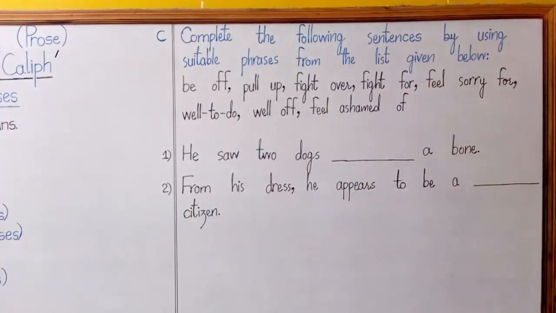Now you may see, as there are two sentences written on the board, and I will exemplify this exercise with the help of these two sentences. The remaining sentences you will complete in your register. Number one, he saw two dogs dash a bone. Which phrase do you think is suitably fit over here in this blank? Be off, pull up, fight over, fight for, feel sorry for, well to do, well off, or feel ashamed of.